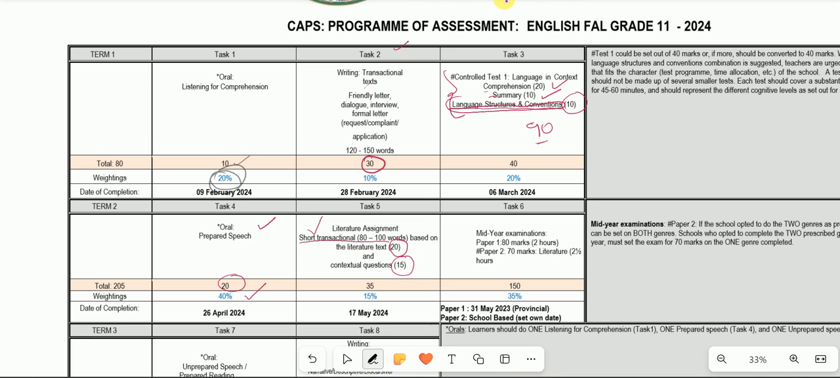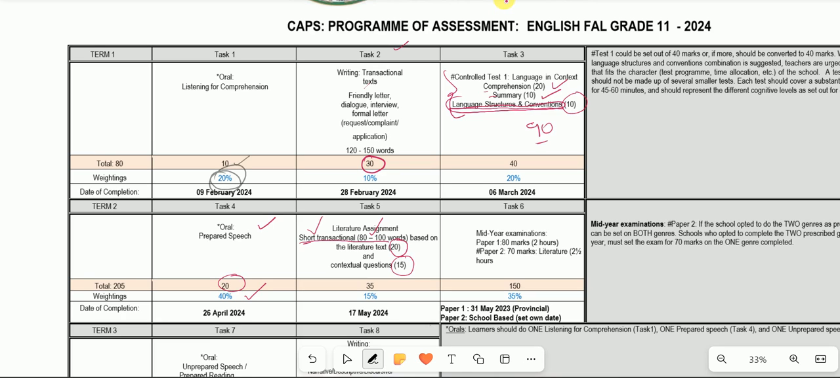So here it means that prior to administering these tasks, you must revise all the shorter transactional pieces, like your diary entry, knowing that in a diary entry you express emotions, you don't narrate, you don't write a story, bearing in mind the number of words, because it says only 80 to 100. You must revise your advertisement, your poster, directions, instructions. Those are your shorter transactional pieces. If you master the format and you master the content, you should be in a position to nail this assignment.